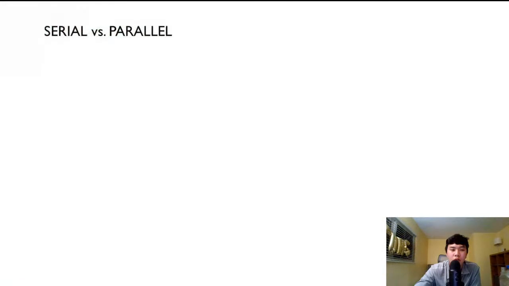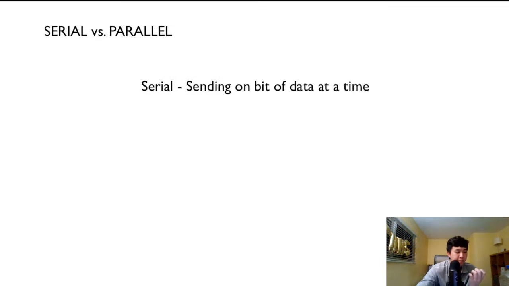When we're talking about communication, electronic communication specifically, there are really two main types we're going to see over and over again, not just on a motherboard, but when we get to networking as well. The first is serial communication. Now, serial communication has to do with sending one bit of data at a time.